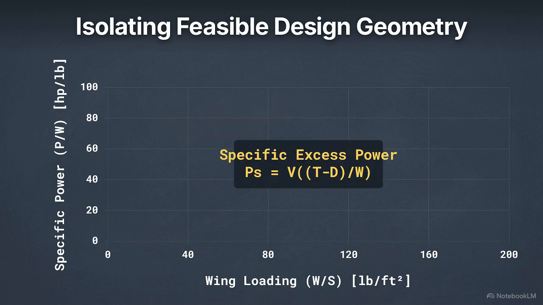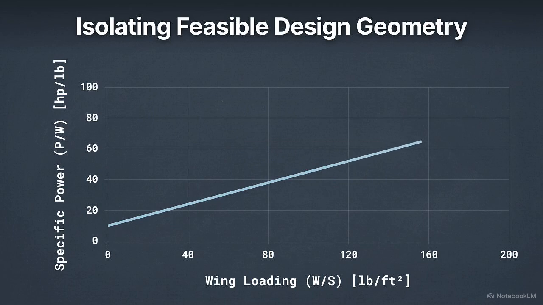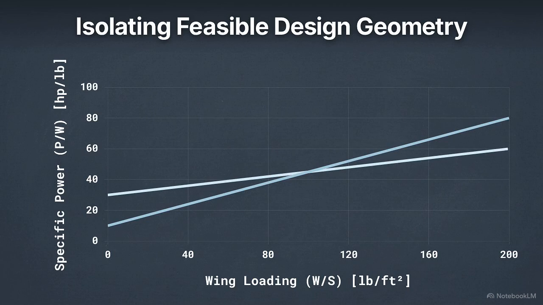The foundation of this graph relies on specific excess power. This equation equates the aircraft's physical ability to climb or accelerate directly to the net propulsive power installed in the airframe. We outline the physical boundaries of our mission by plotting the required power for takeoff and the required power to maintain a constant speed climb.